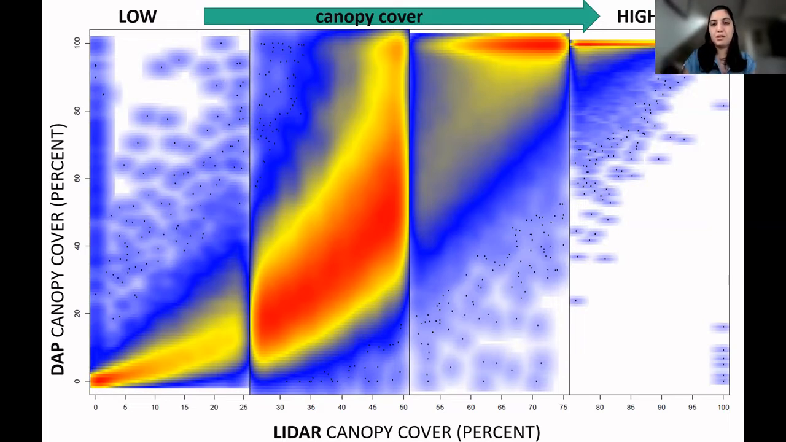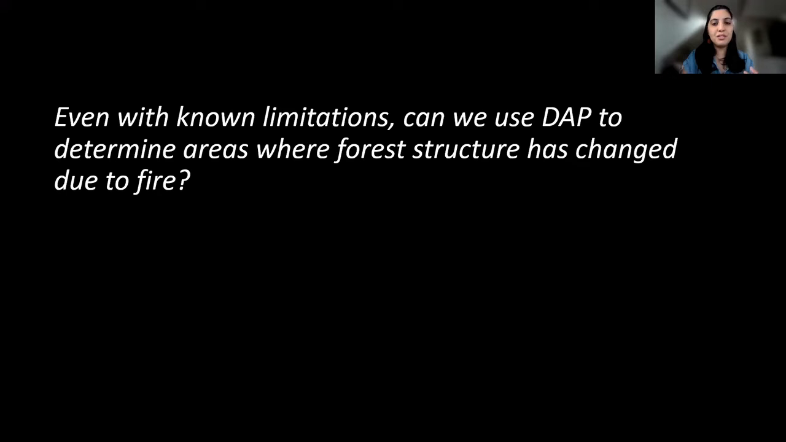That being said, we do know the limitations of this data, but how can we actually use DAP in the ways that it's useful, to determine areas where forest structure has changed due to fire? Now I'm going to walk you through a really neat example that we've got and that we will be analyzing further in the future.